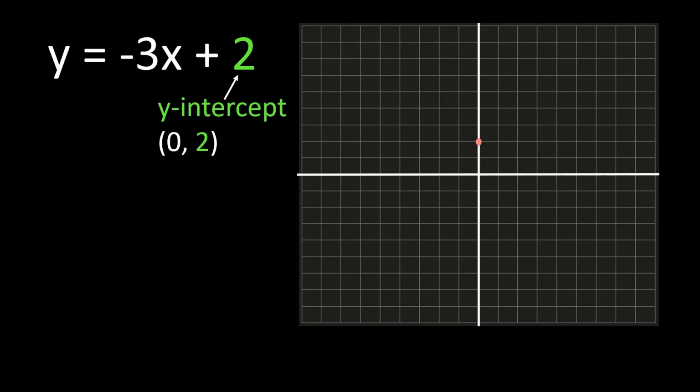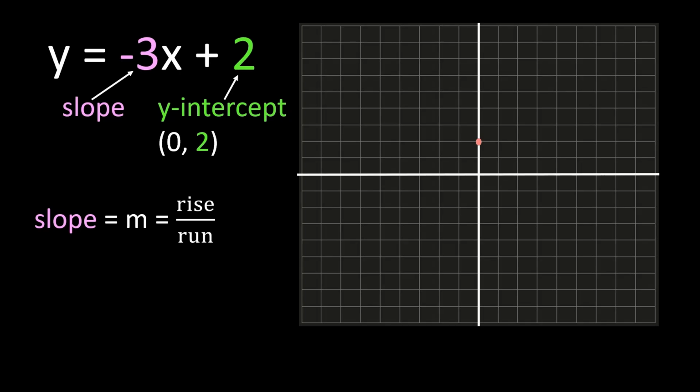Then I'll need the slope, and my slope is -3. And remember, slope is rise over run, so we can use that when we go to graph other points that are going to be in our line. So rise over run is going to be -3. We need that as a fraction. -3 as a fraction is -3/1. And now I'm ready to graph my next point.